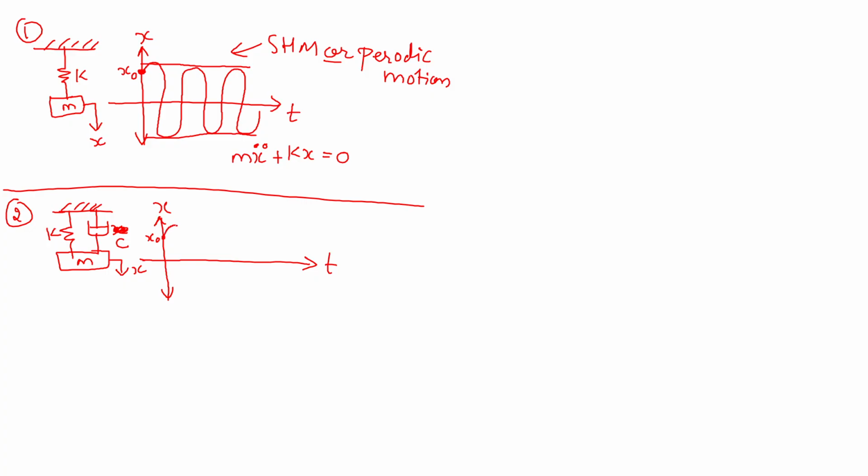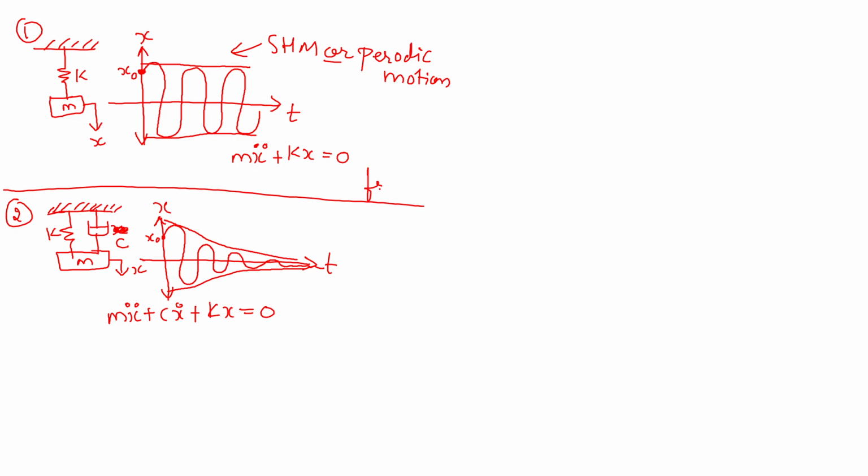In this case, here we have a damper. So the system shows a decay kind of response. After some time, the system will come to a decay, so gradually the system will come to a zero position. For this, if you write the equation of motion, again we will get mx double dot plus cx dot plus kx is equal to 0.